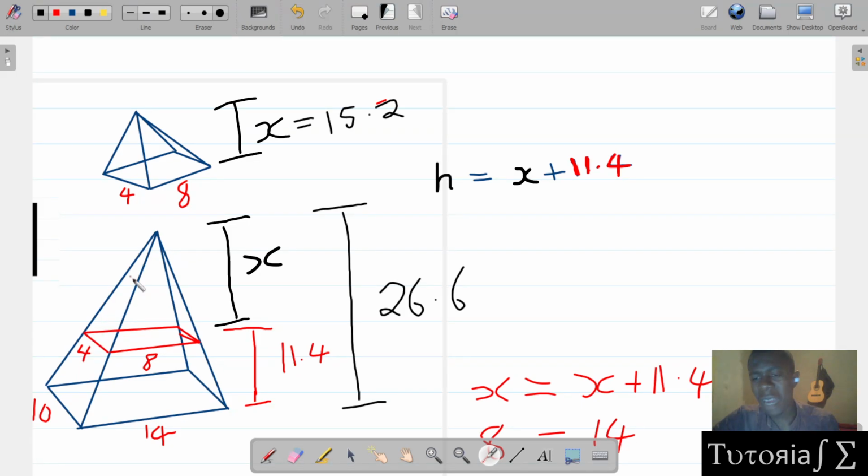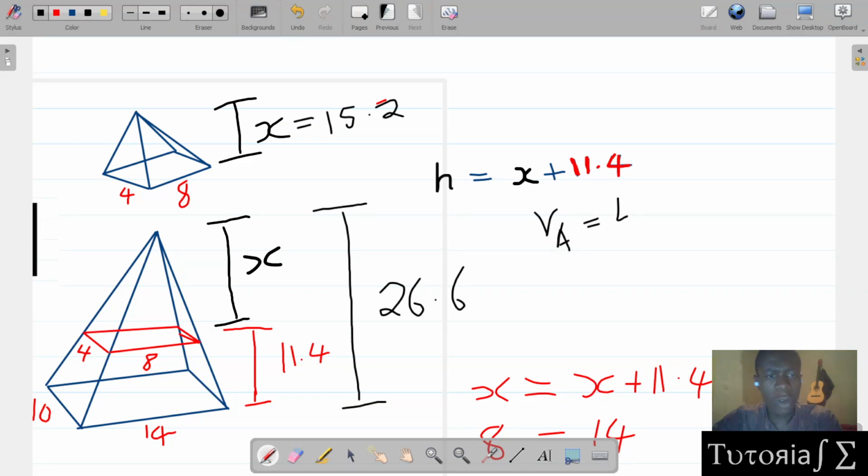So to find the volume of the part that was left, which is the frustrum, we are going to find the volume of this entire pyramid. Then from it, we're going to subtract the volume of the top part, which is this part. If we subtract this volume, what we're going to remain with is the volume of the bottom part. So now we're going to find the volume of this, which we're calling volume A.